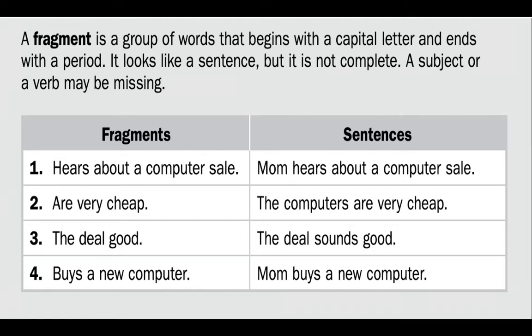Are very cheap gives us a predicate, but no subject. We don't know what's cheap. The sentence is, the computers are very cheap. The deal, good. We know what we're talking about, a deal, and we know the detail that it's good, but we don't have a verb for the predicate. The deal sounds good would make it a sentence. Buys a new computer gives us an action and a detail for the predicate, but doesn't tell us who buys a new computer. We are missing the subject. It is a fragment. But if we include mom buys a new computer, then it is a complete sentence.